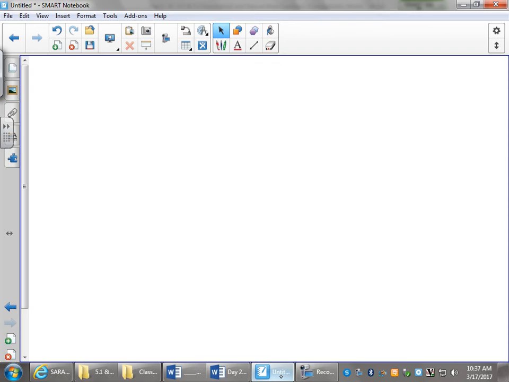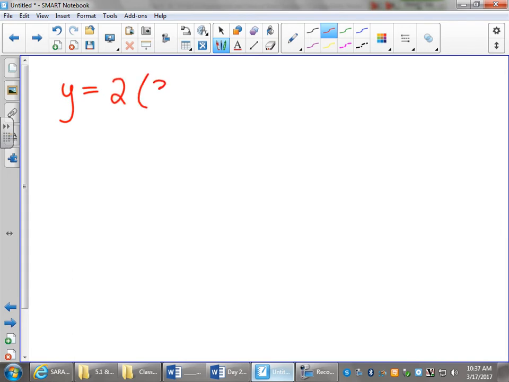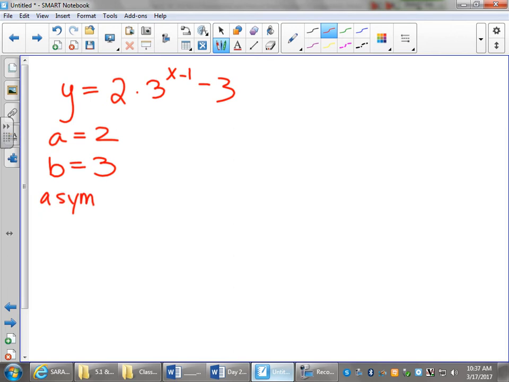All right. Problem from yesterday. We had this example: y equals 2 times 3 to the x minus 1, minus 3. So I believe yesterday we said the A value was 2, the B value was 3, the asymptote was y equals -3.